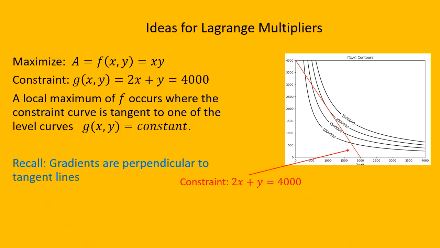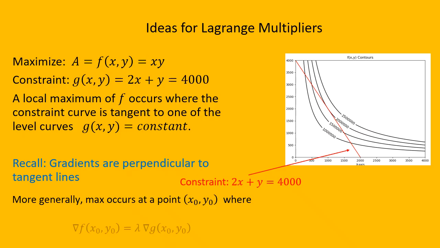Let's recall that gradients are perpendicular to tangent lines. So if we're looking at gradients instead of tangents to curves and tangents to lines, we'll be looking at perpendicular vectors to those tangent lines. So we could say then that more generally, the maximum occurs at a point x0, y0, where the gradient of f is equal to some constant lambda times the gradient of g at that point x0, y0.